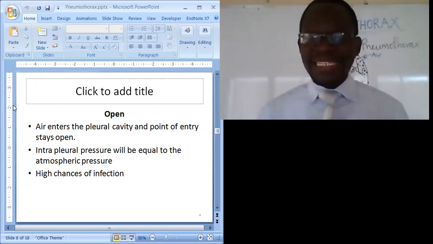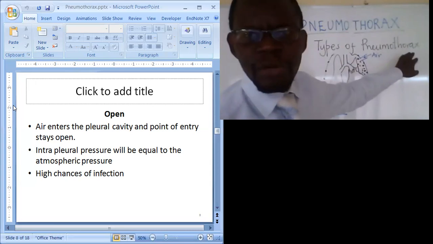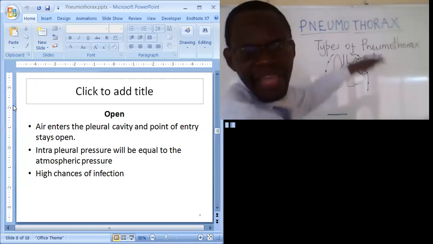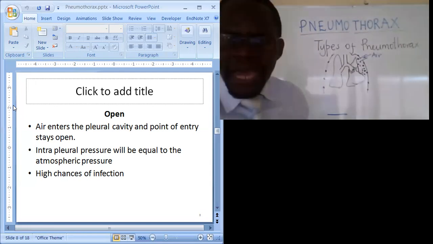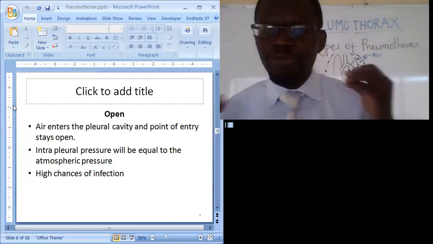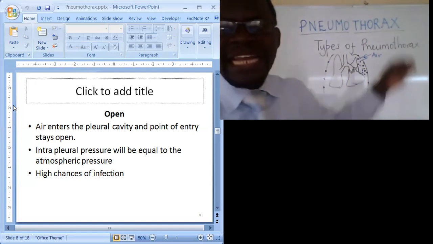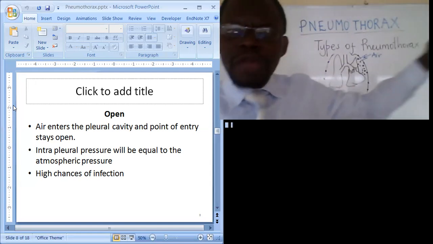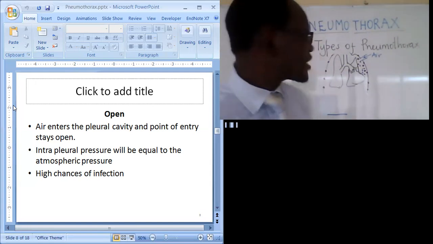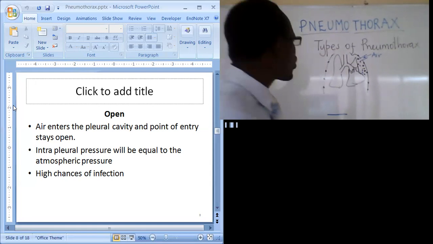Now, the pleural space is a negative pressure. When it is exposed to atmospheric air, it basically sucks in the air within the atmosphere, to a point where there is equalization of pressure. So air enters the pleural space until the atmospheric pressure is equal to the pressure within the pleural space. And as air enters, you have the lung collapsing.